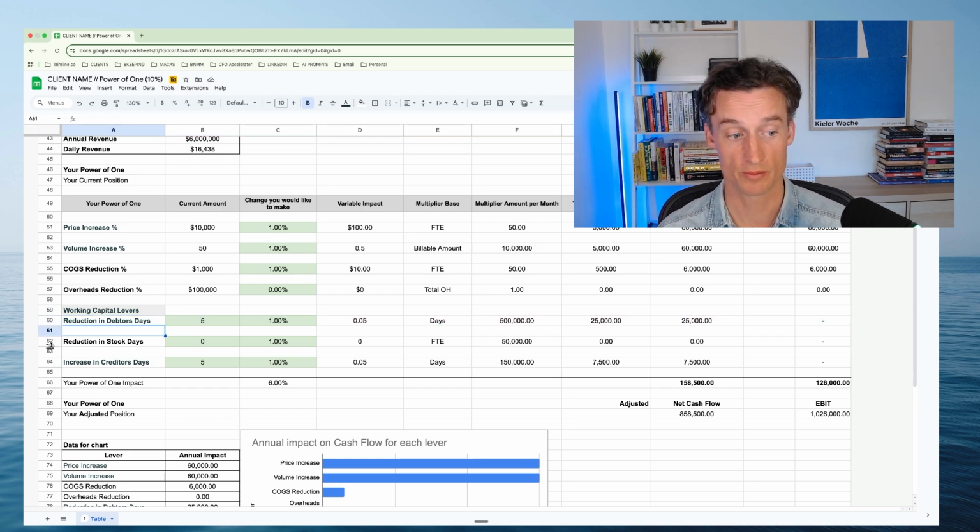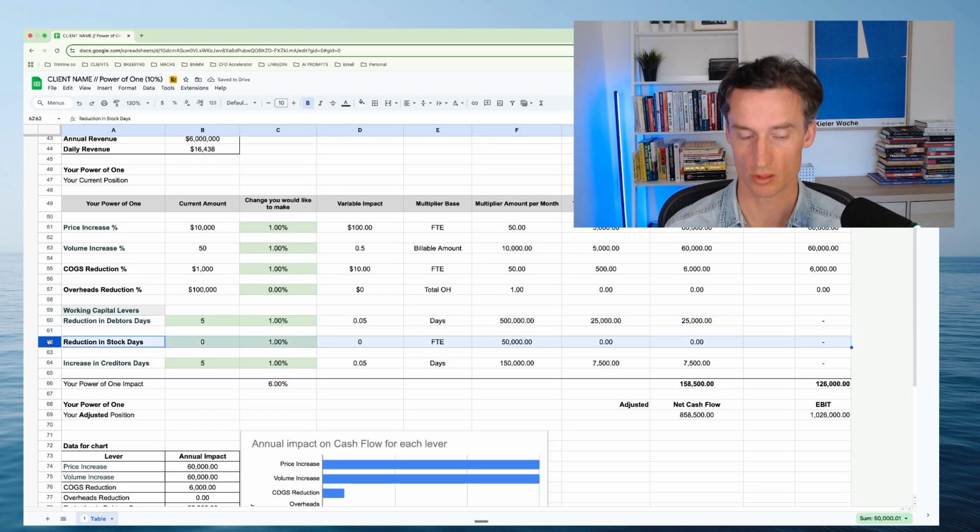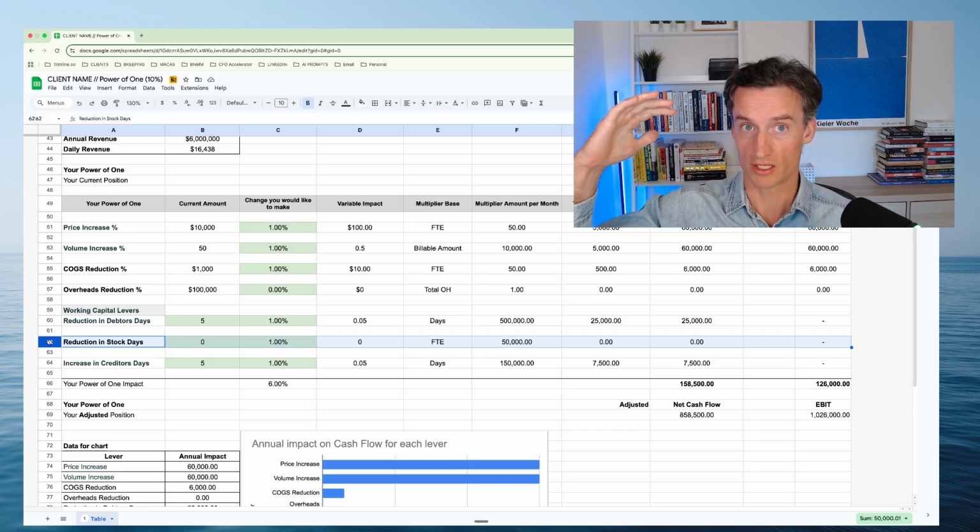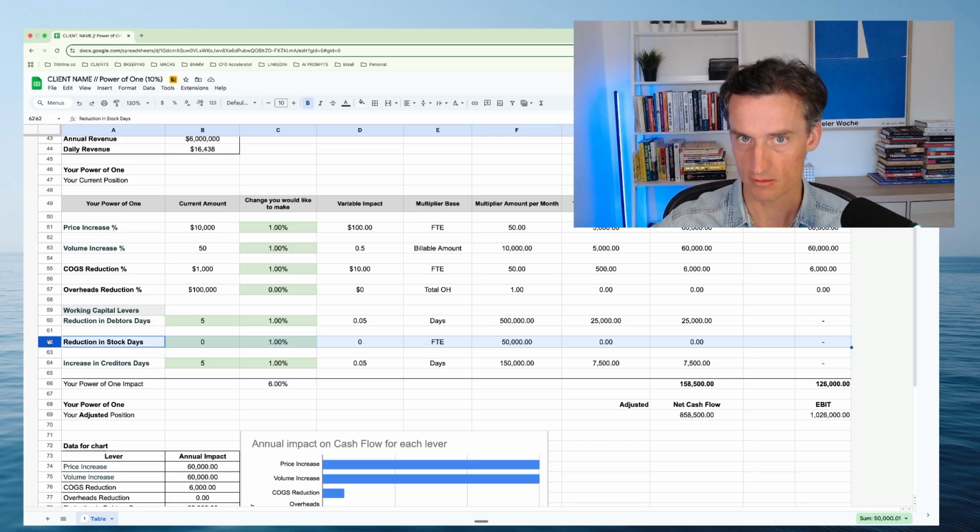For inventory-based businesses, the biggest lever is stock days. So making sure you reduce that and keep that as low as possible, trying to keep as low inventory as you can and turn it over quickly in order to keep more cash and have more cash sitting in your bank account.